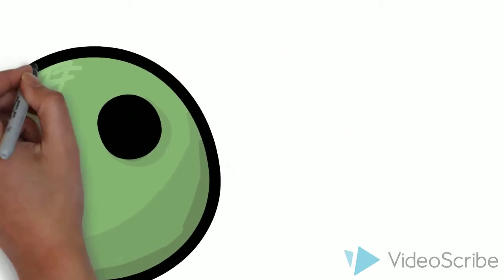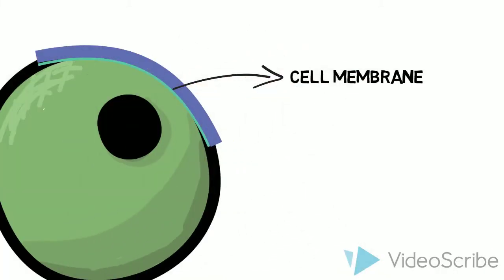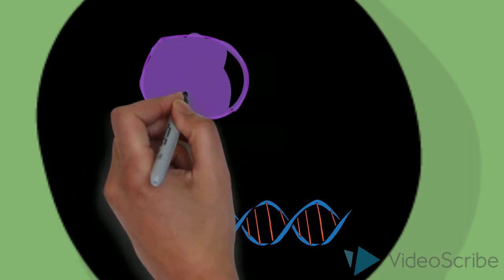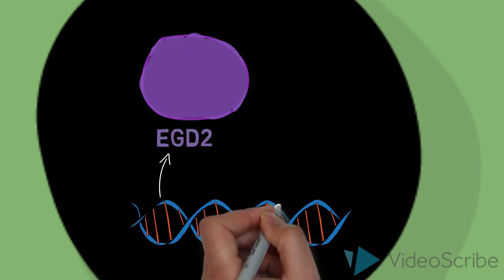Saccharomyces cerevisiae is a model organism. It is a yeast cell that has a cell membrane and a cell wall. Saccharomyces cerevisiae encodes for the protein enhancer of Gal4 DNA binding, or EGD2.